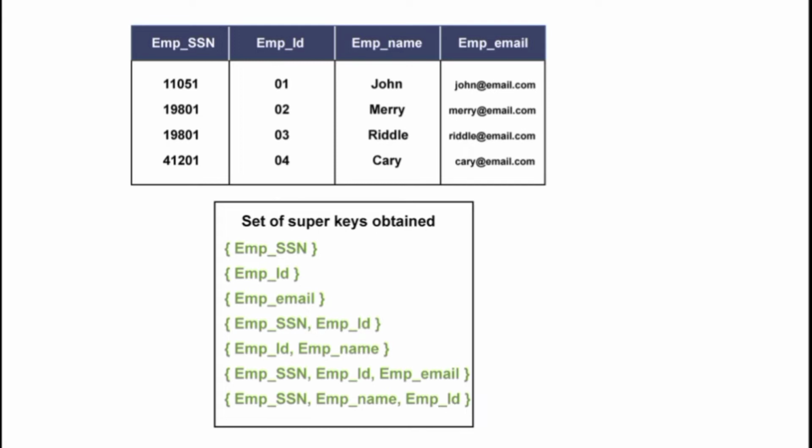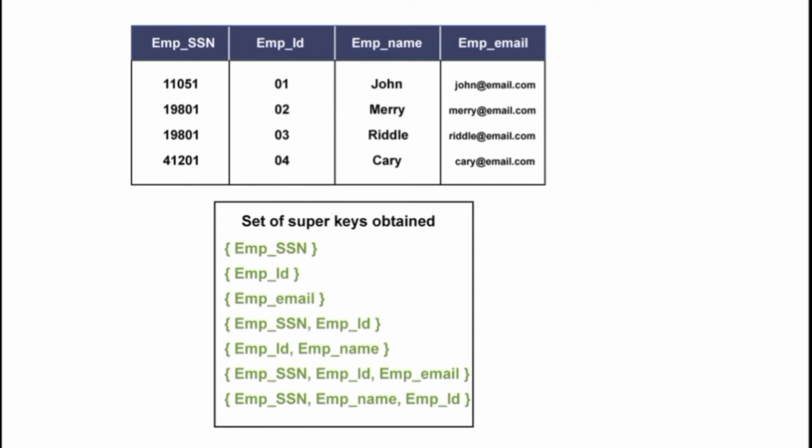You can ask why you can't make employee name the primary key. Two different persons with the same name may exist. That's why I can't make employee name the primary key, because chances are there that the names can be repeated. So that's why I am making employee SSN the primary key. It is unique for all the records.